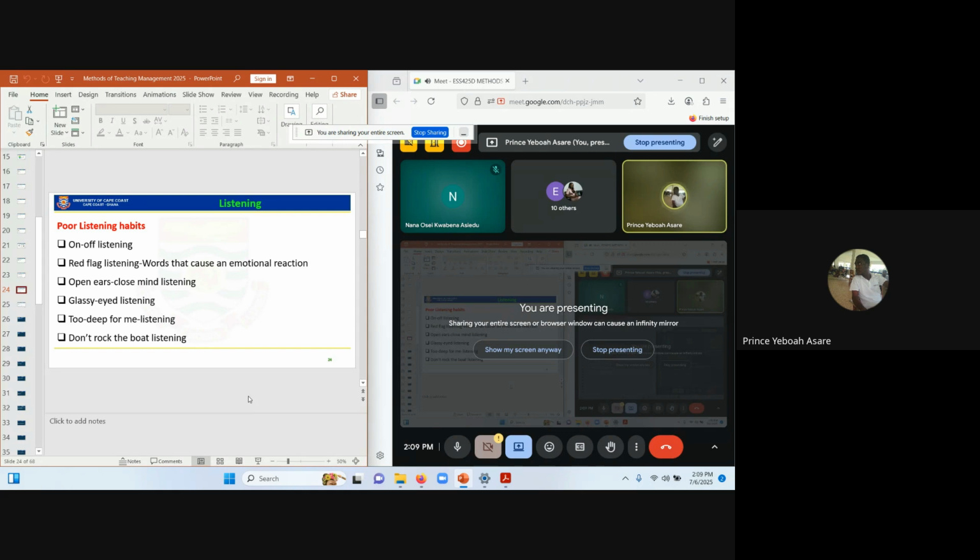Red flag listening. What is it? There are some words that we use in the classroom that can cause some kind of emotional reaction. And such emotions can make the student switch off.